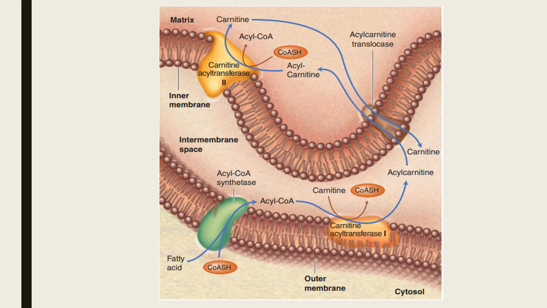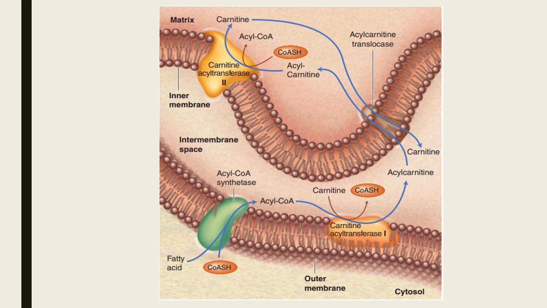The reaction is catalyzed by carnitine acyltransferase 1. The acylcarnitine is then transported across the inner membrane, so it is already inside the mitochondria. Again, the acylcarnitine is transported across the inner membrane by acylcarnitine translocase. Then this acylcarnitine is reconverted to carnitine and acyl coenzyme A by carnitine acyltransferase 2.